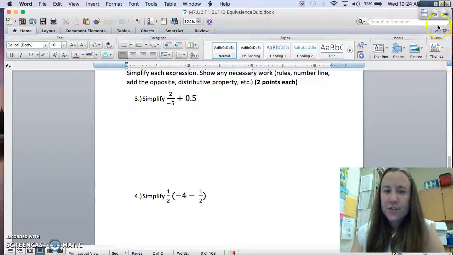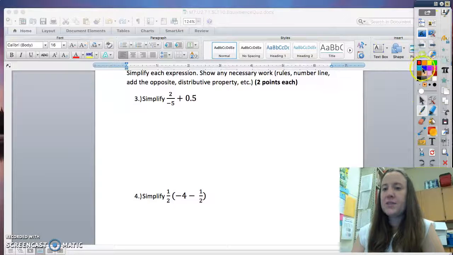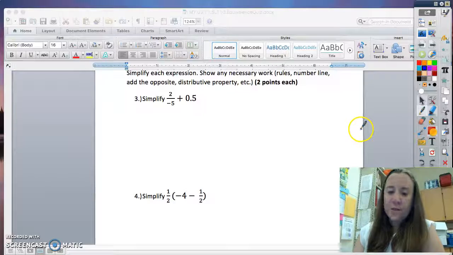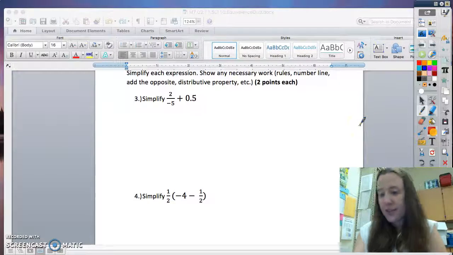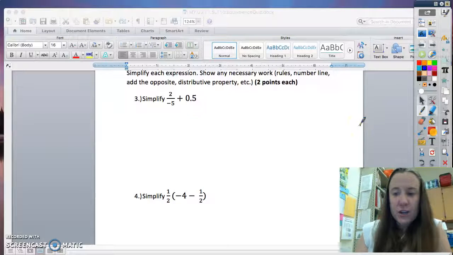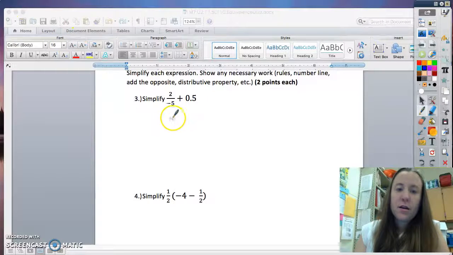So that first question was negative 2/5 plus 5/10, or plus 0.5. As soon as you see that you have a fraction and a decimal, you have to change one of them. You can change them both to fractions, or both to decimals. On your sample answer key, I showed you changing them both to decimals, but I'll walk through both of them here. So I saw a lot of 2/5 is equal to 2.5.